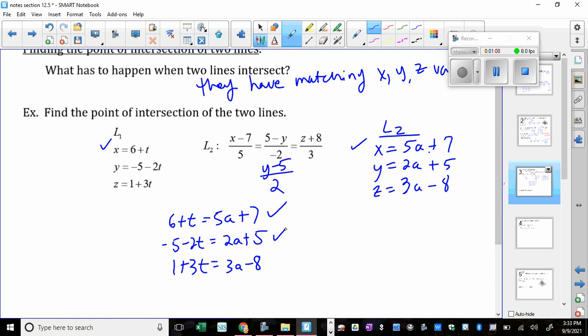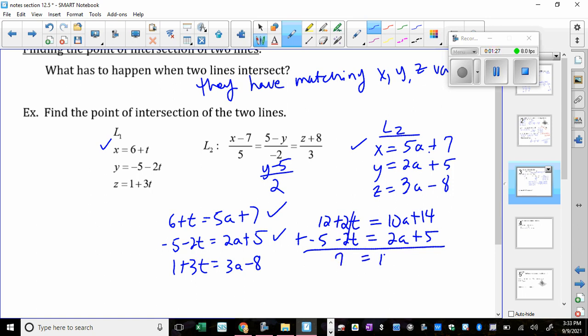Let's see what happens. So I get 12 plus 2t, we're solving a system of equations, equals 10a plus 14. And then I have negative 5 minus 2t equals 2a plus 5. I'm going to add these two lines together just like you would in Algebra 1. So this cancels. I get 7 equals 12a plus 19. Let's take away 19 from both sides. So I have negative 12 equals 12a, and so a must be negative 1.